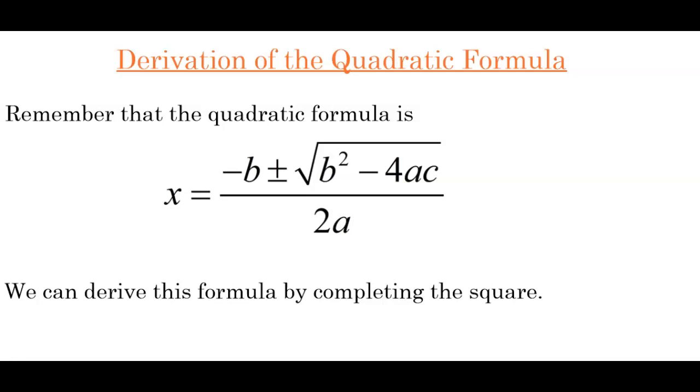Hey everyone, in this video we're going to go through the derivation of the quadratic formula. Remember that the quadratic formula is x equals negative b plus or minus the square root of b squared minus 4ac all over 2a. And we defined b squared minus 4ac as the discriminant, and we use that value a lot in this course so far.